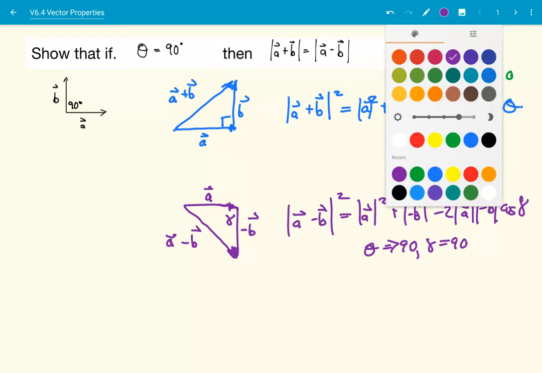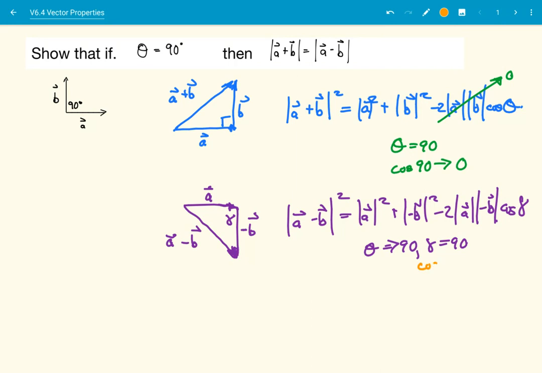And once again, the cos of 90 is 0, so this is 0, and it becomes Pythagorean, and therefore the magnitude of A plus B is equal to the magnitude of A minus B if the angle between the A and B vectors is 90. So we'll be using that later in the lesson, but there you go, showing that that's the case. Okay, so if you add and subtract two vectors and their magnitudes are equal, then those two vectors have an angle of 90 degrees between them.